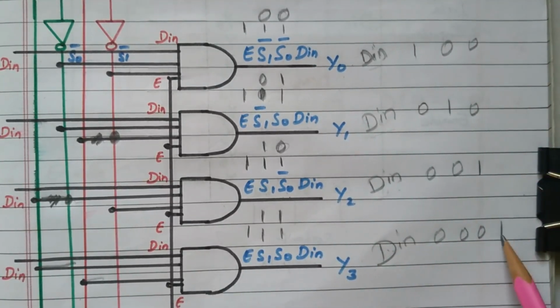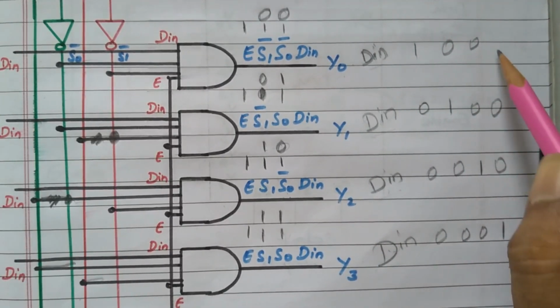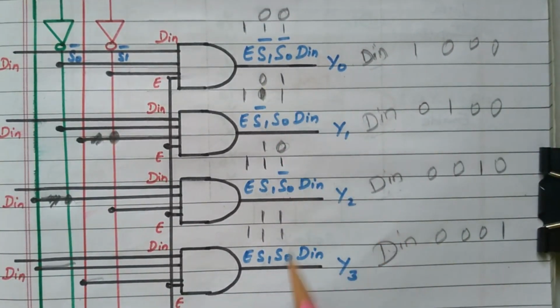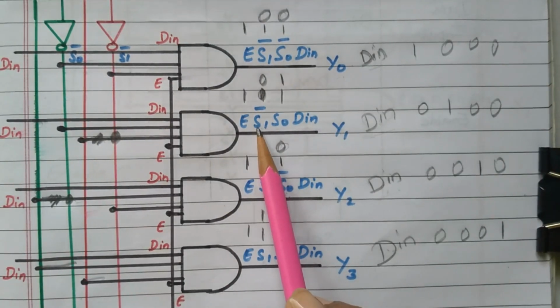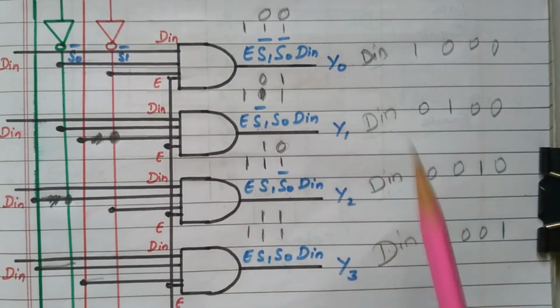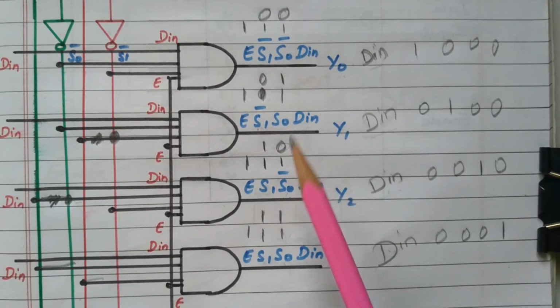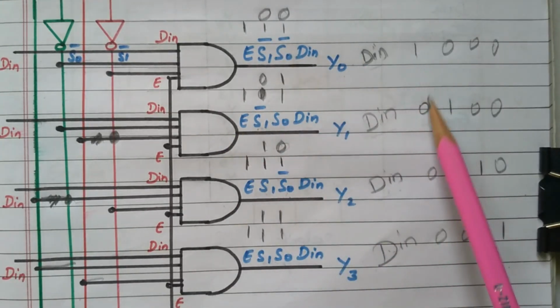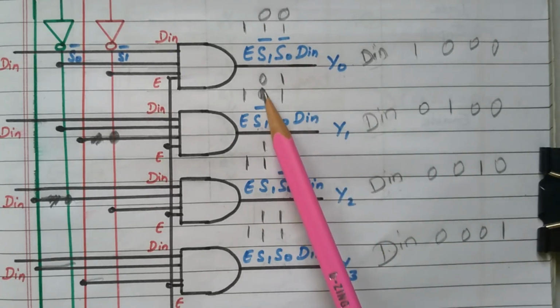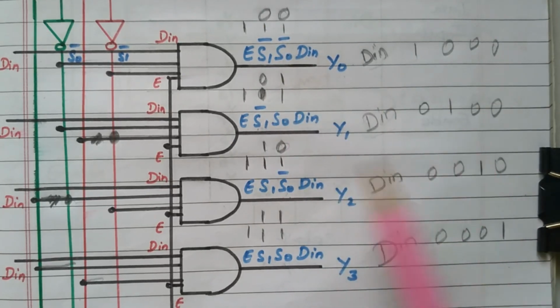For fourth combination only this output is 1, remainings are 0 because it is connected S1 bar S0 bar, right. S1 and S0 is 1 means automatically S0 bar becomes 0, so total is 0. Here S1 bar is there, so that also 0. Right. So based on the connection, S1 or S1 bar, automatically the remainings are 0. Right. So for 0 0 we got this 1 0 0 0 first position. 0 1 means we got the output at second position. 1 0 means we got the output at third position. 1 1 means we got the output at fourth position.